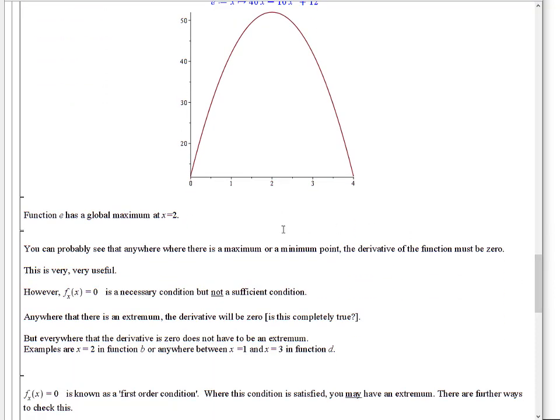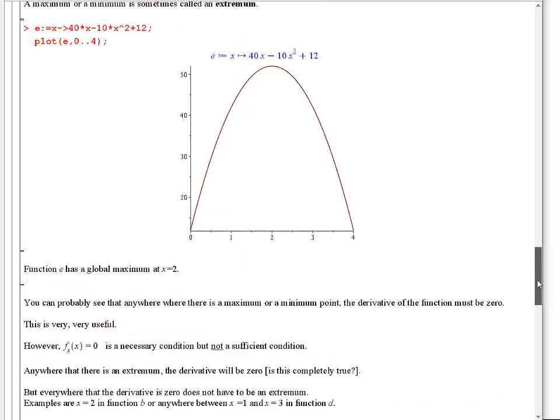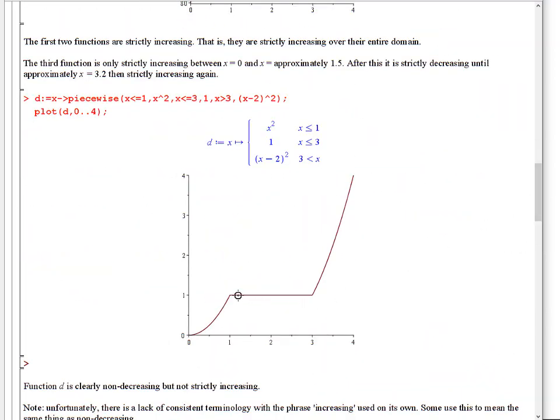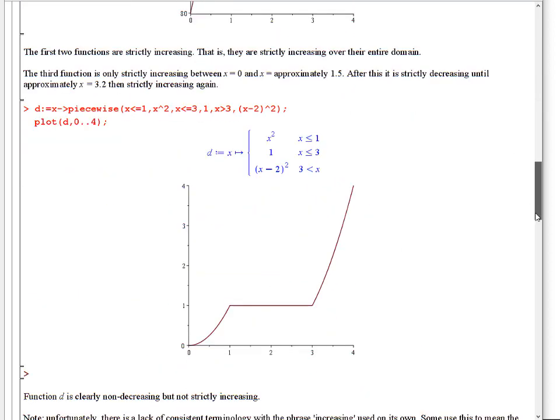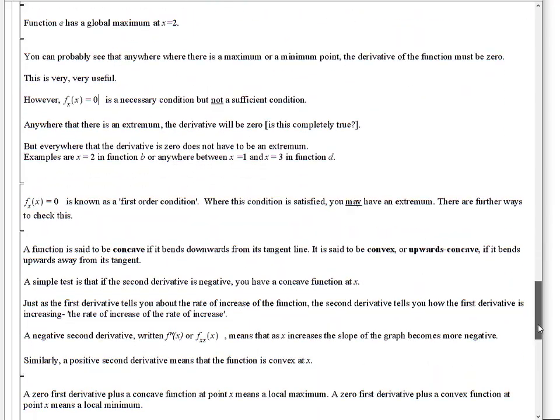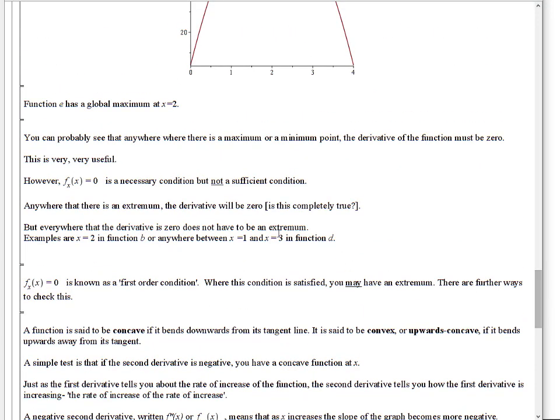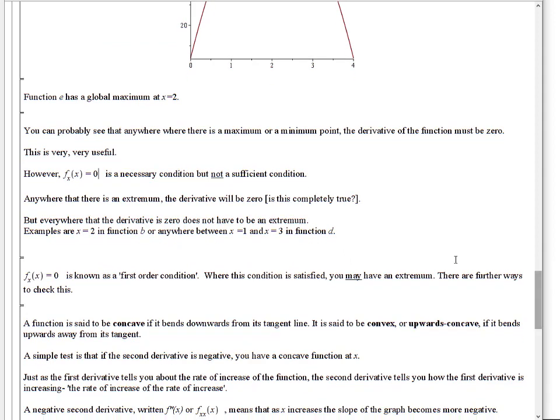As we've noted, anywhere you've got a maximum or minimum, the derivative must be 0. Okay, that's very, very useful. However, it's a necessary but not sufficient condition, because sometimes you can get something like this or this, where the first derivative is 0, but it's not an extremum, not a maximum or a minimum. So that's like a false alarm. So anyway, anywhere you have an extremum, the derivative will be 0.